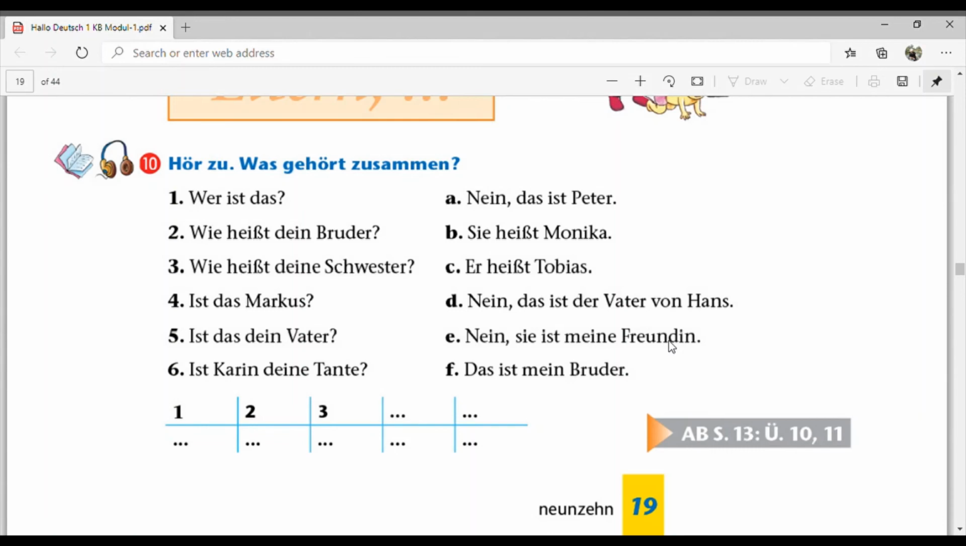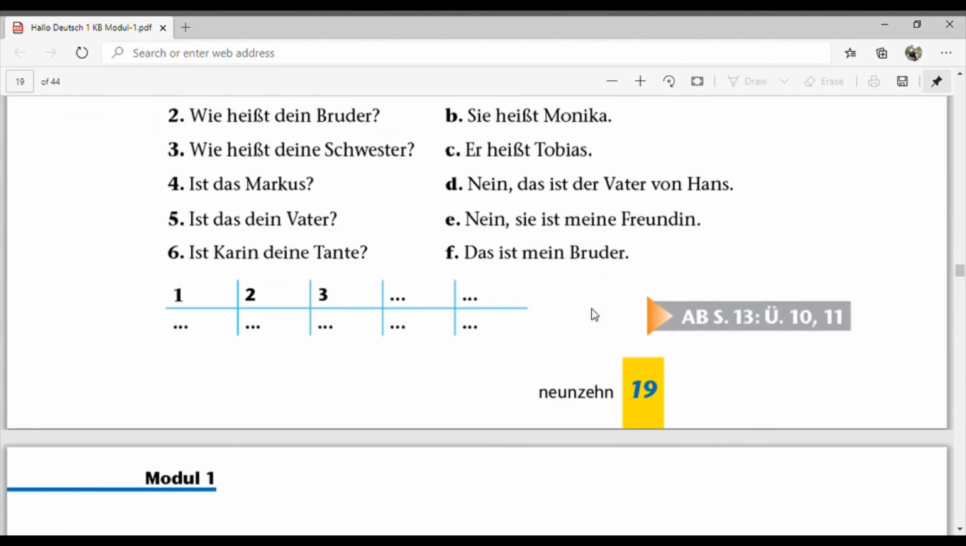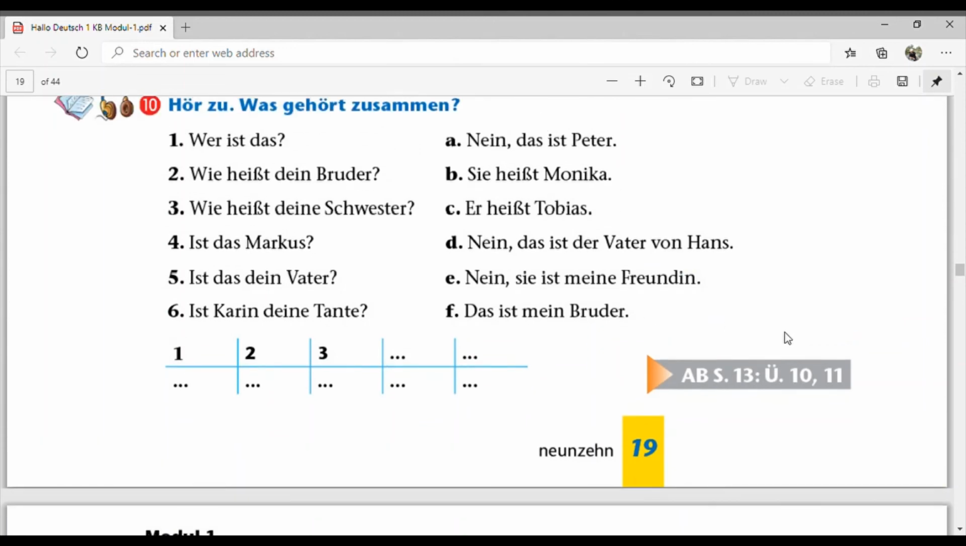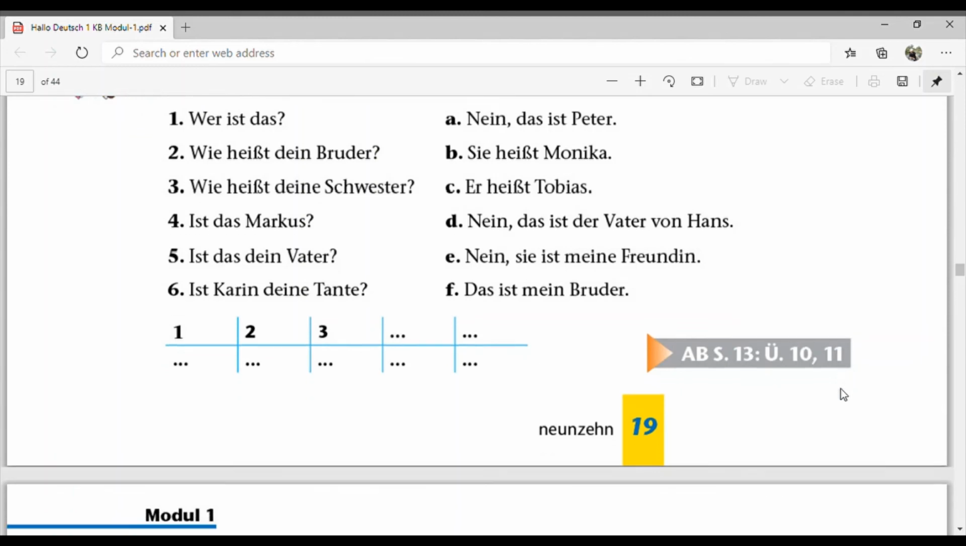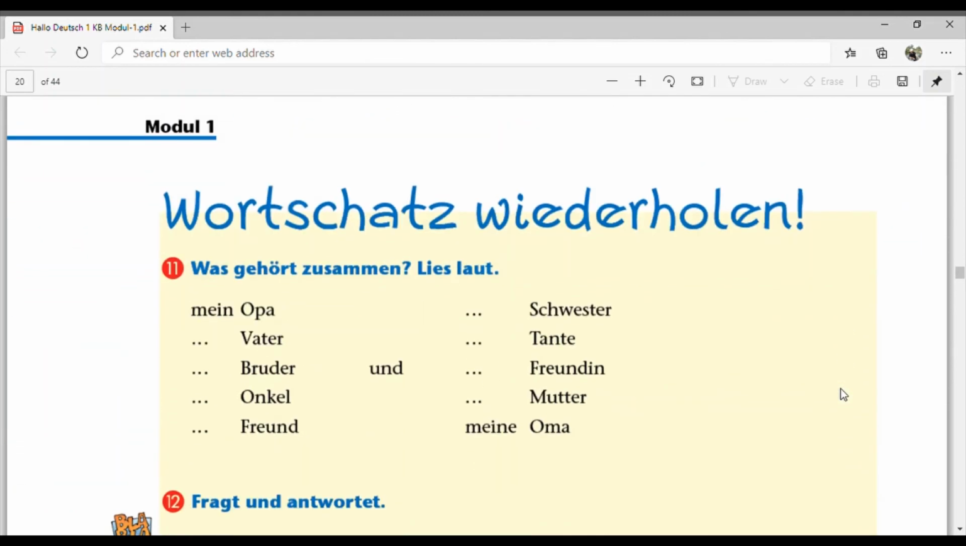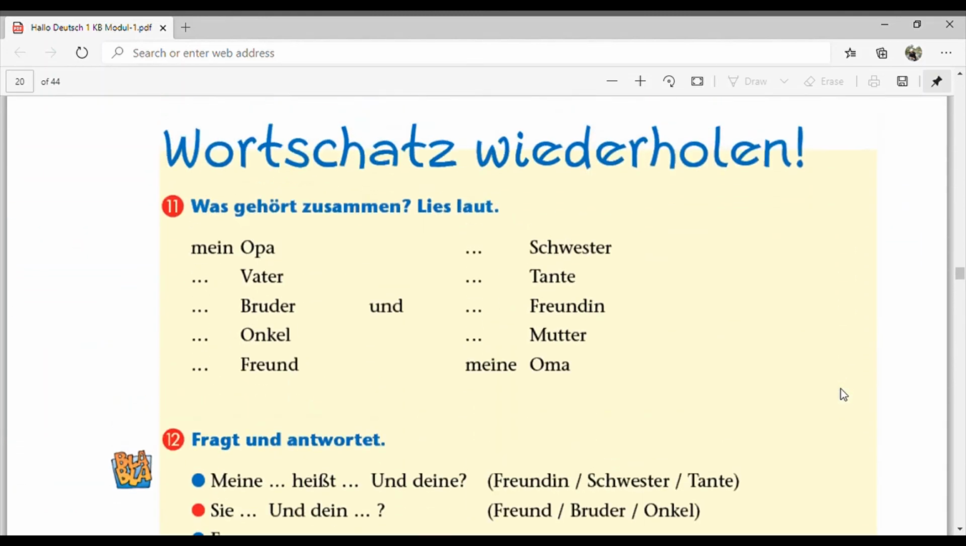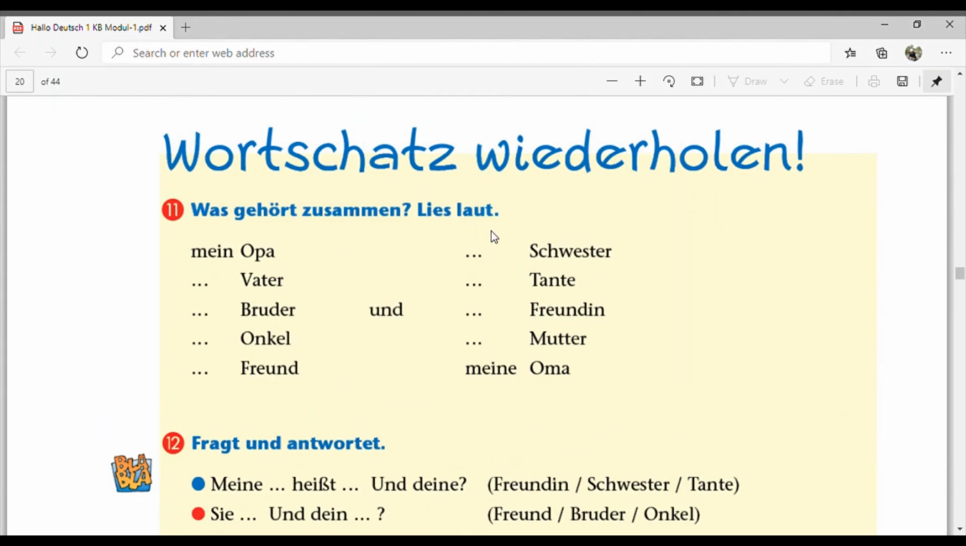Okay, so that's it, alles. And yes, with the help of the question and answer given information, we can also guess the correct answers. So then you can also practice the same thing. Arbeitsbuch, Seite 13, Übung 10 und 11. Then nächste Seite is a Wortschatz wiederholen. Wortschatz means vocabulary. So was gehört zusammen? Lies laut. So you have to write it down here and then match the followings.